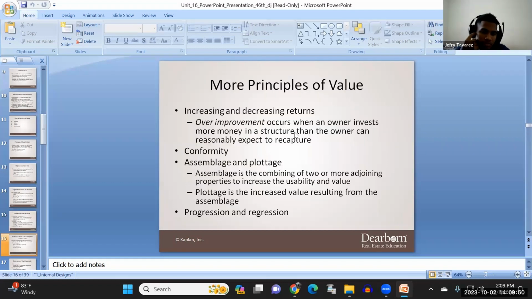Quick question for you. In assemblage and plottage, would that be the land?